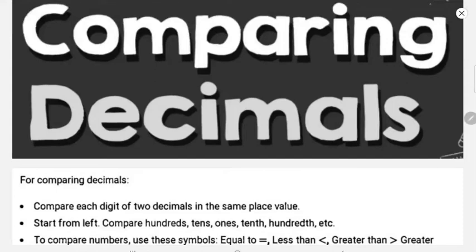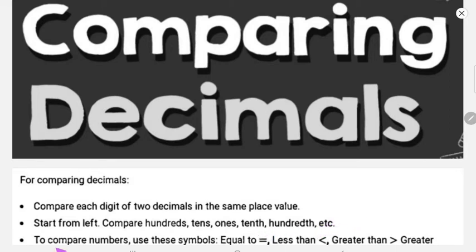Today let us learn how to compare decimals. For comparing decimals, compare each digit of two decimals in the same place value. Start from the left, that is from the whole number part. Check the digits in hundreds, tens, ones, etc. Then check the digits in the decimal part: tenths, hundredths, thousandths, etc.